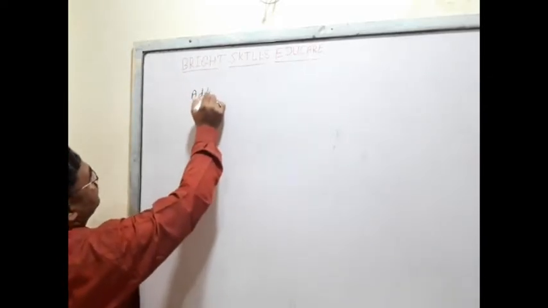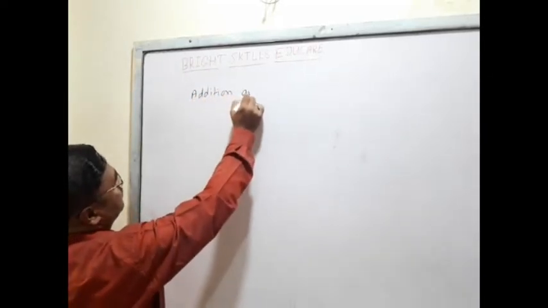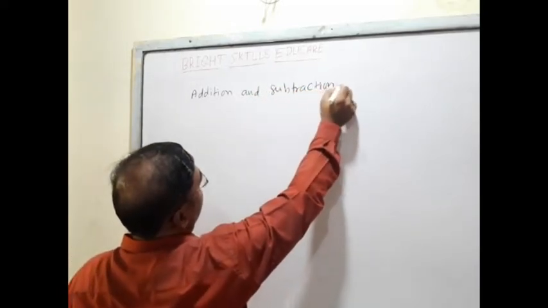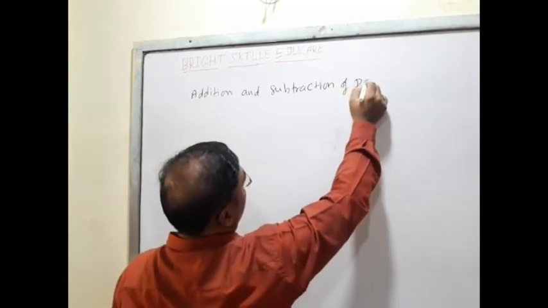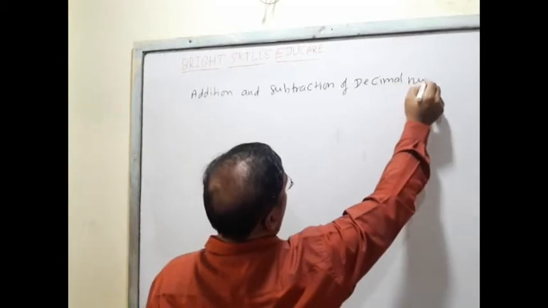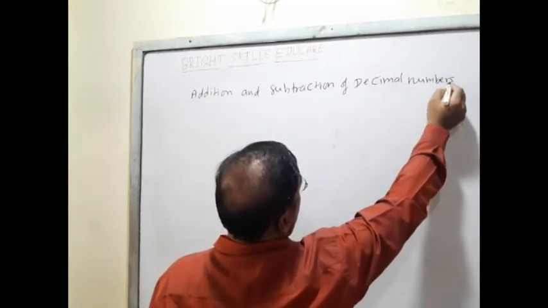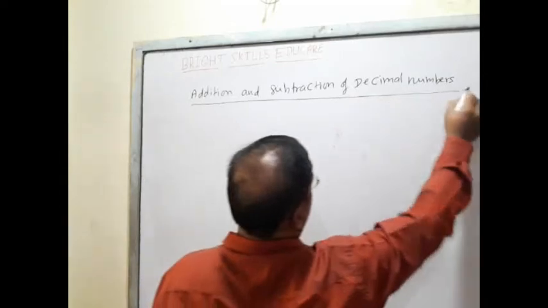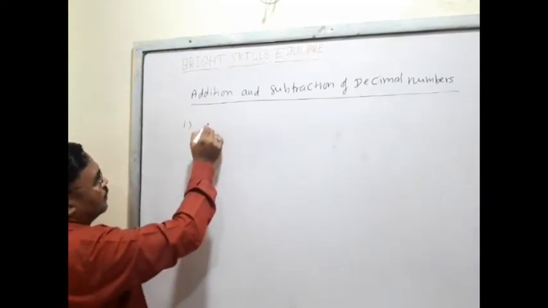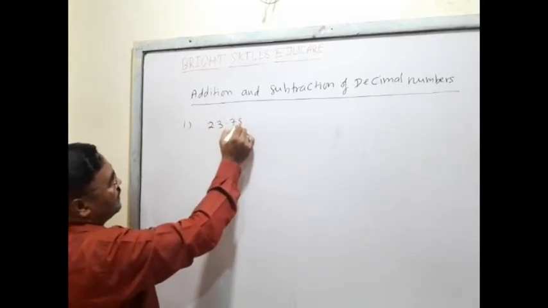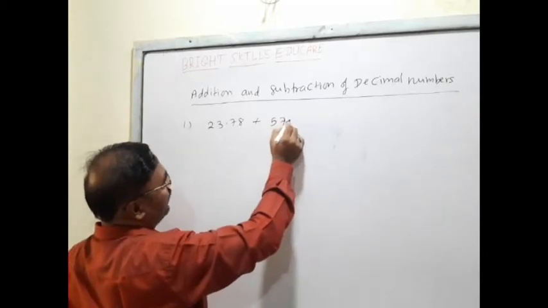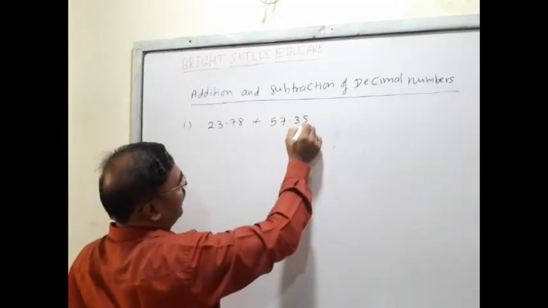Addition and subtraction of decimal numbers. I take two numbers in the first example: 23.78 plus 57.389.